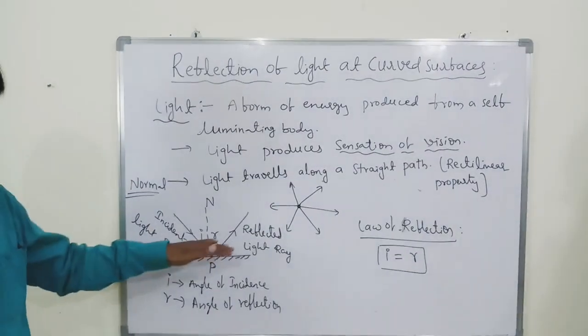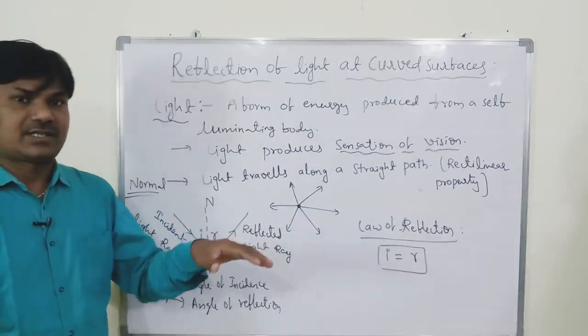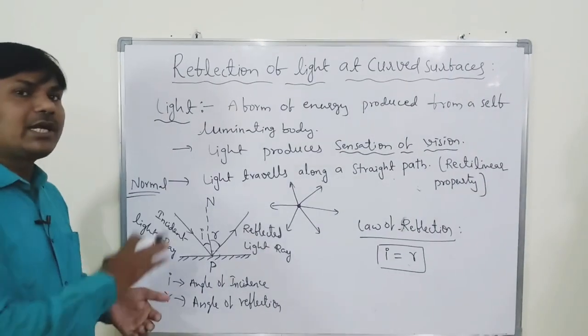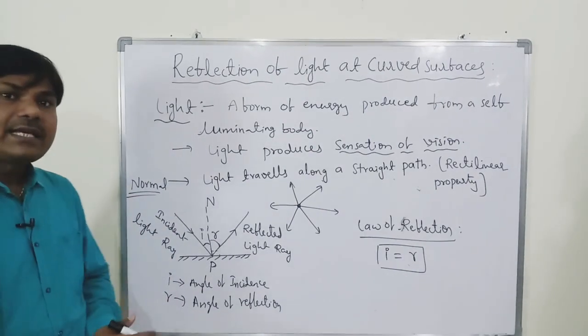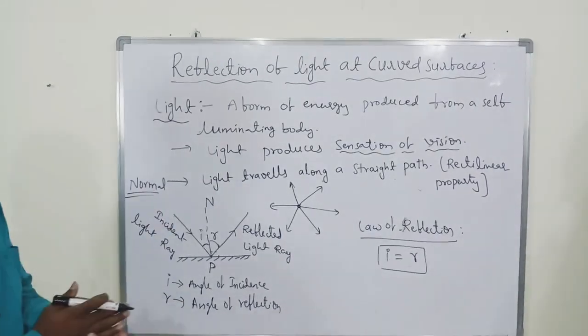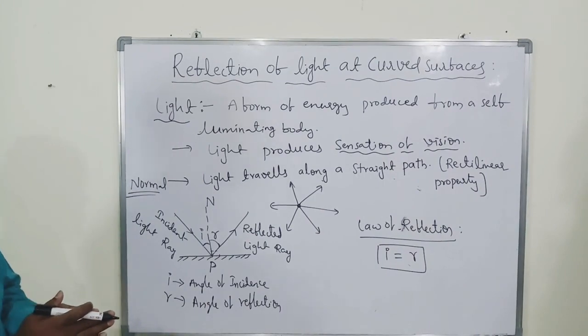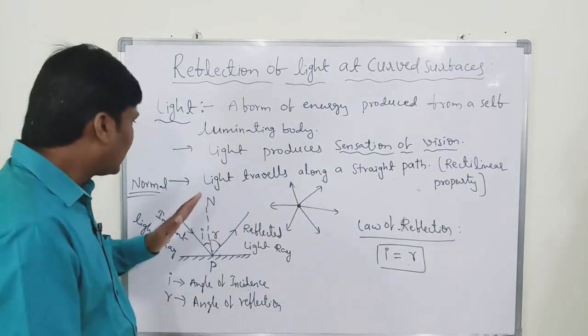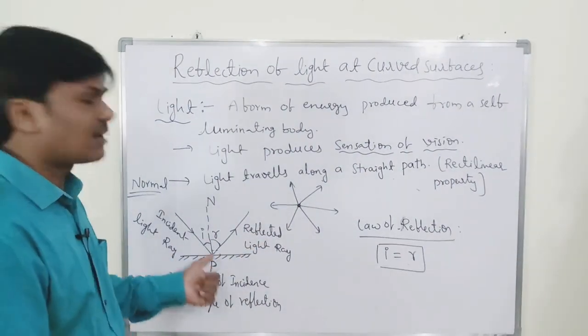On regular surfaces, meaning smooth surfaces. If you take some uneven, rough surface, I may not be equal to R, but in most of the cases I is equal to R. So this is the first law of reflection. Understand? So this is the basic knowledge of reflection of light from plane surfaces only.